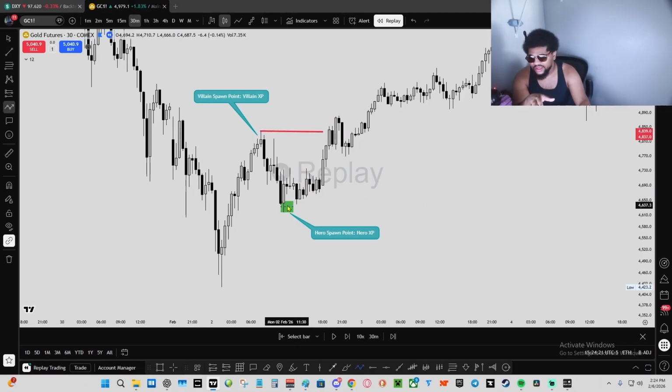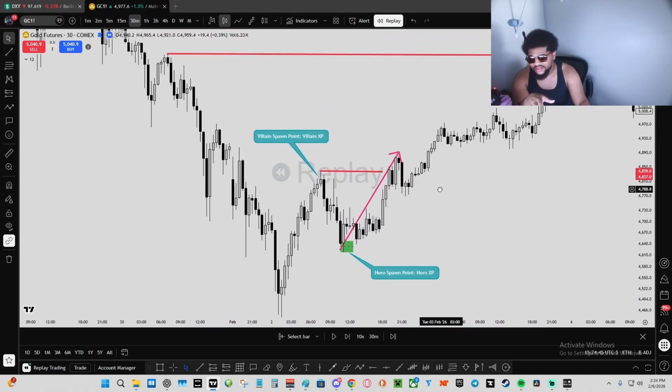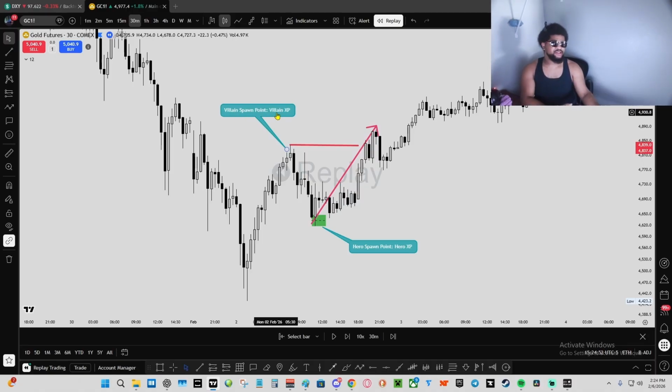A group of heroes have spawned in here looking to change the narrative, and they are looking to fight this group of villains, right? Because this is the current group of villains that are pushing these heroes down. Okay? So in order for them to advance to the next level to fight the next group of villains, right? They need to first take out this group of villains and take their XP. It is as simple as that. Okay, we're going to go over more examples.